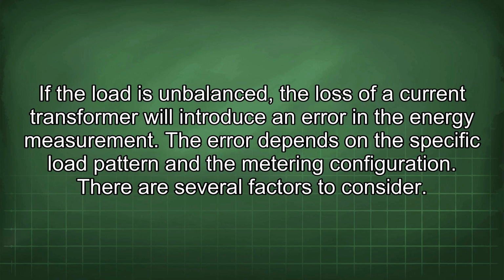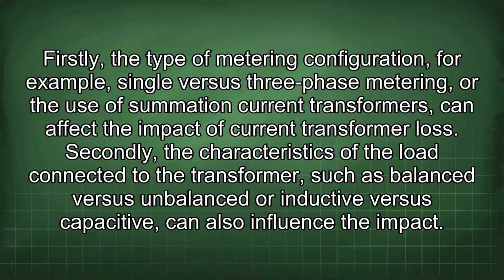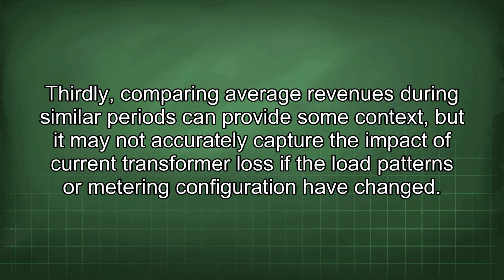There are several factors to consider. Firstly, the type of metering configuration, for example, single versus three-phase metering, or the use of summation current transformers, can affect the impact of current transformer loss. Secondly, the characteristics of the load connected to the transformer, such as balanced versus unbalanced or inductive versus capacitive, can also influence the impact. Thirdly, comparing average revenues during similar periods can provide some context, but it may not accurately capture the impact of current transformer loss if the load patterns or metering configuration have changed.